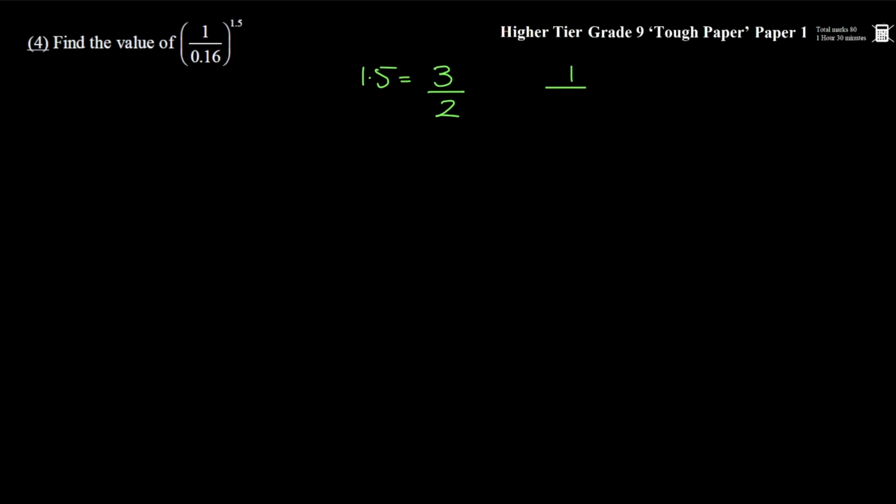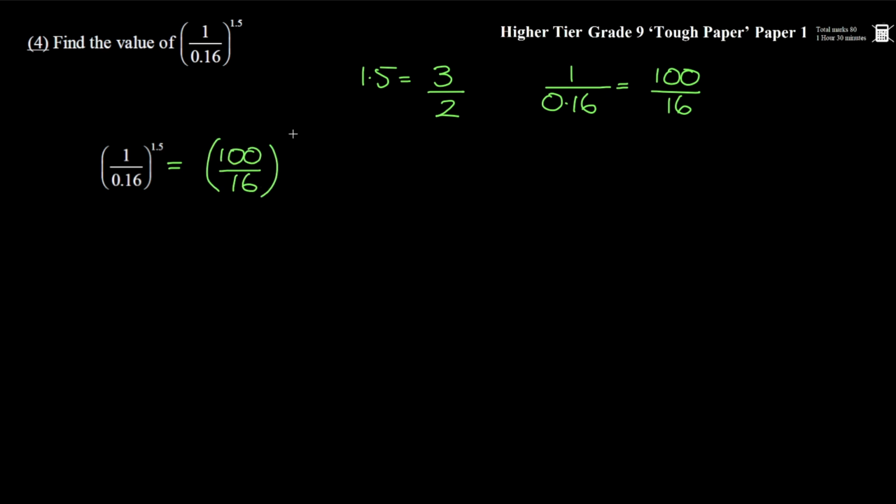Now 1 over 0.16, well, we can multiply top and bottom by 100. So this is equal to 100 divided by 16. Again, it's not going to look anywhere near as gruesome now we've done that. So using our 2 bits of information, I can say that this is equal to 100 over 16, all raised to the power of 3 over 2.